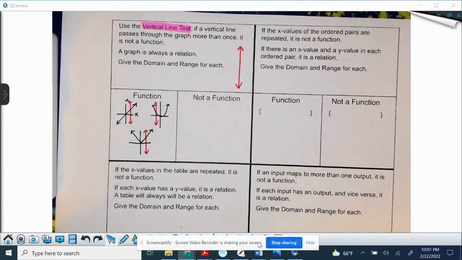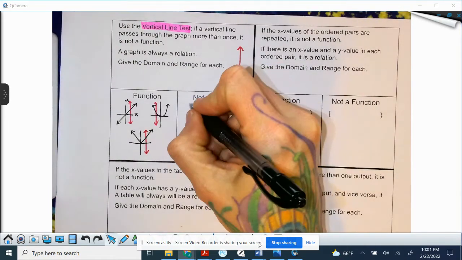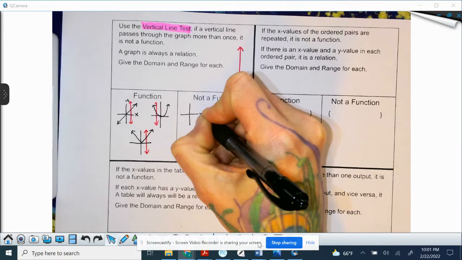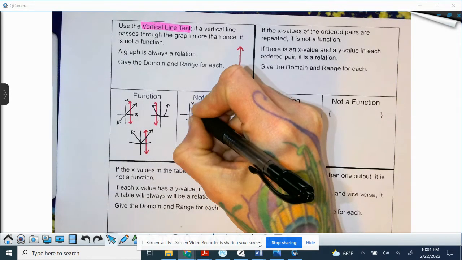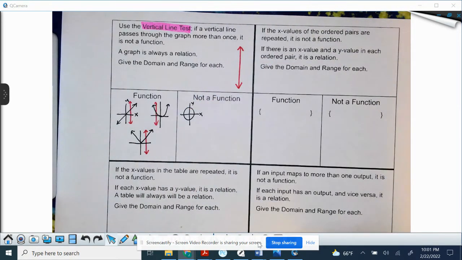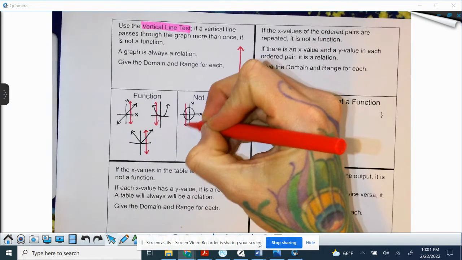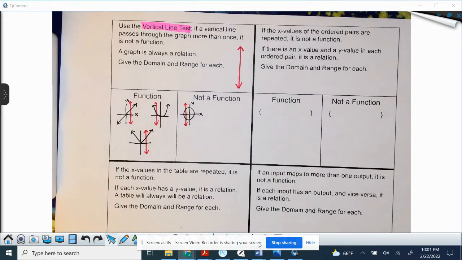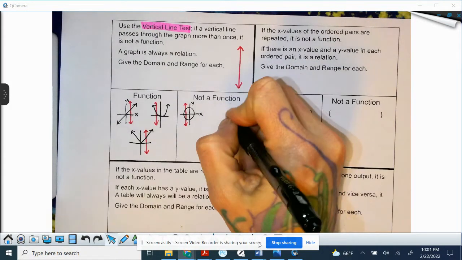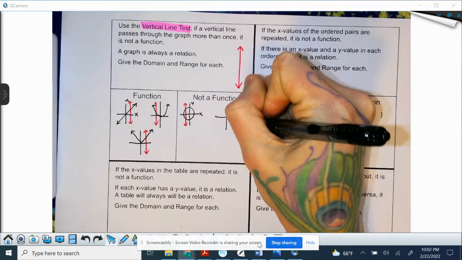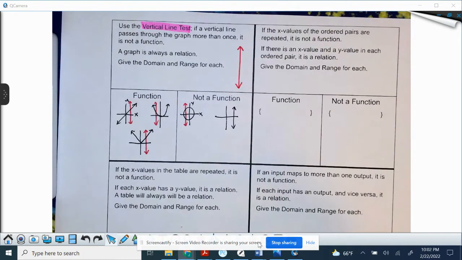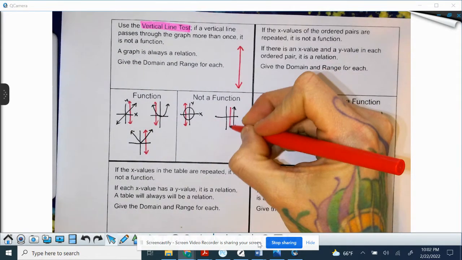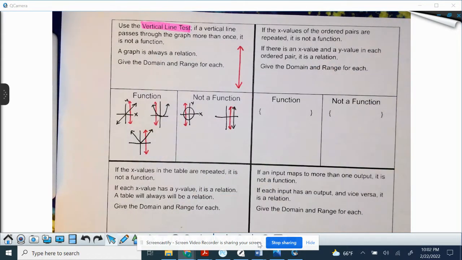Some not functions that you could think about, again, on your x and your y axis. A circle. Our first vertical line, without even sliding it, we see that it touches it twice. How about a vertical line in general? Again, if I slide my red vertical line test to the left, it's going to hit that line more than once. It's going to hit it indefinitely. It's going to come right on top of it. So that means that it is not a function.